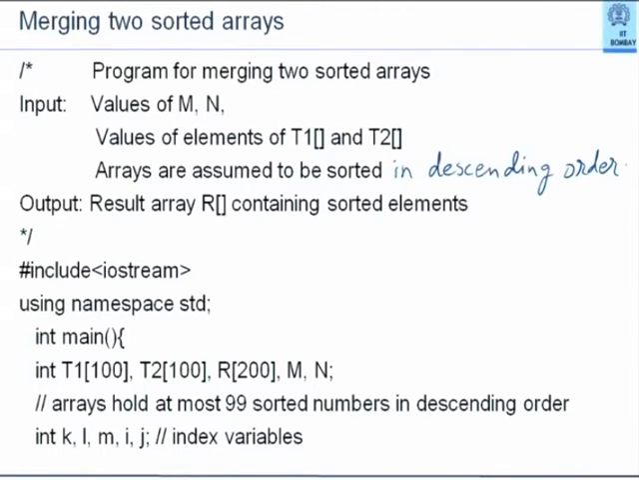Note carefully the declaration and comment that has been written here once the program actually starts. Arrays hold at most 99 sorted numbers in descending order. At most 99. Why? The last number I want to use as minus 1. Actually, an array declared as T1[100] can hold 100 elements. First will be T[0], second will be T[1], etc. The last index may be T[99], but that actually contains a valid value. So the size is actually 100, but I will put only 99.